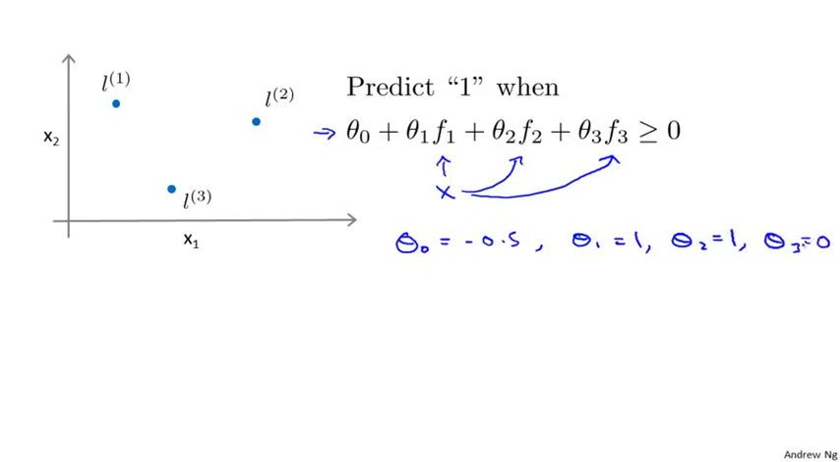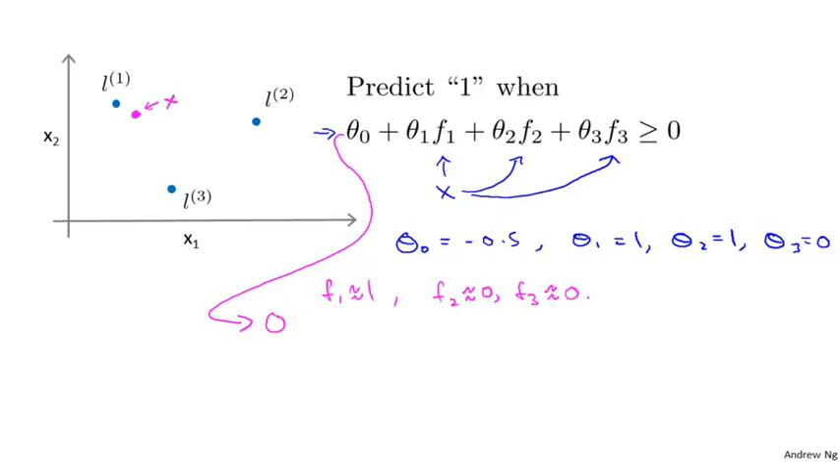And what I want to do is consider what happens if we have a training example that has a location at this magenta dot, where I just drew this dot over here. So let's say I have a training example X. What will my hypothesis predict? Well, if I look at this formula, because my training example X is close to L1, we have that F1 is going to be close to 1. But because my training example X is far from L2 and L3, F2 will be close to 0, and F3 will be close to 0.